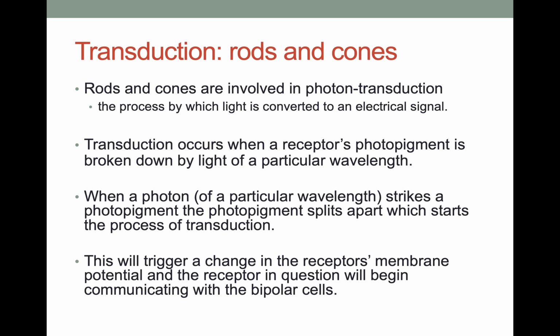Rods and cones are involved in photon transduction, the process by which light is converted to an electrical signal. Transduction occurs when a receptor's photopigment is broken down by light of a particular wavelength. When a photon of a particular wavelength strikes a photopigment contained within the photoreceptor, the photopigment splits apart, which starts the process of transduction. This will trigger a change in the receptor's membrane potential and the receptor in question will begin communicating with the bipolar cells, which in turn communicate with the retinal ganglion cells.